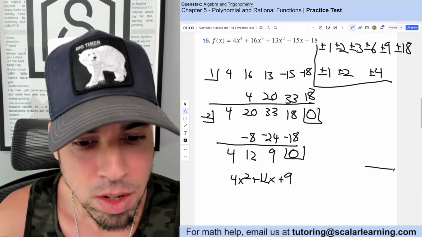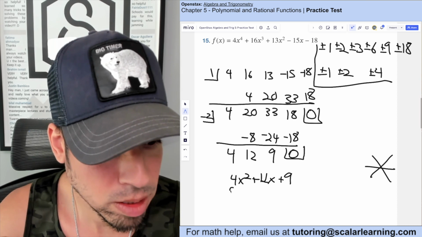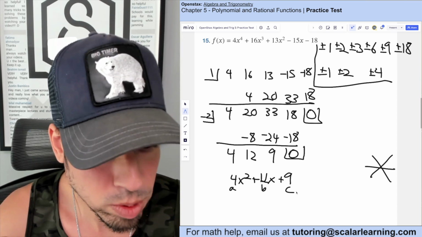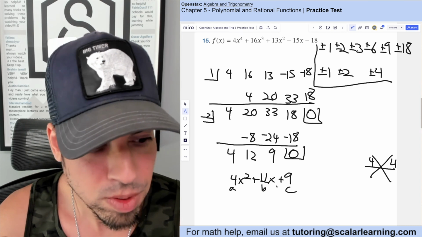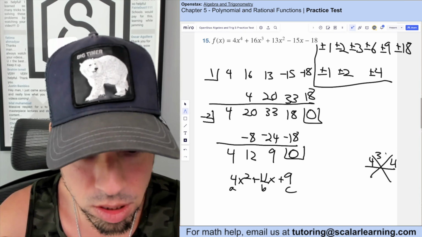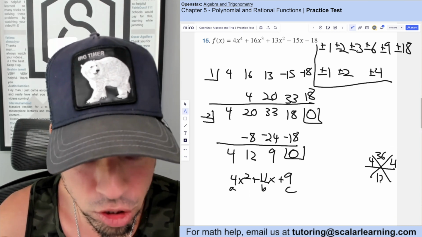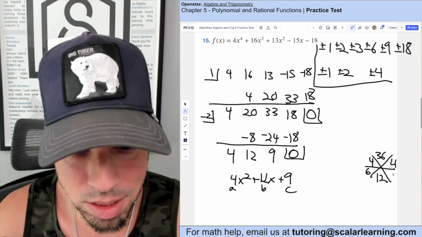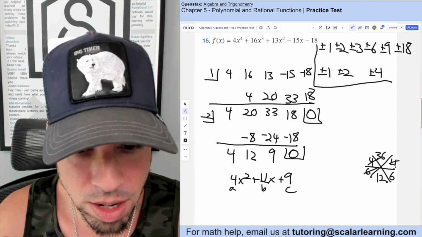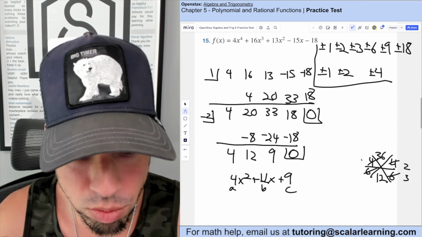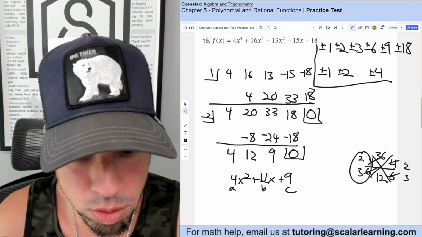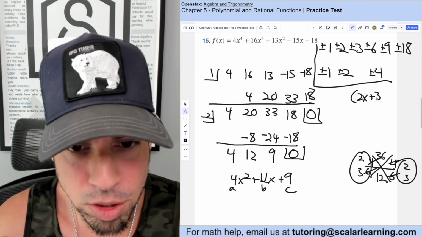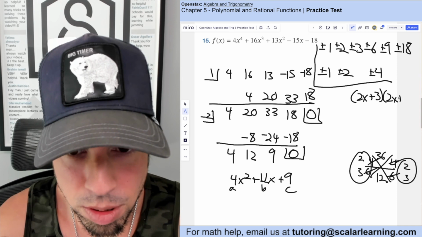And guess what? We can do that using the star method because we got an a value that's greater than 1. So we got a going here and here. A times c, 4 times 9 is 36 up top, and then 12, which is the b term down here. So what 2 numbers multiply to 36 add to 12? That's 6 and 6. Simplify like a fraction. That's 2 and 3 on both sides, like so. Boom and boom, which means this factors to 2x plus 3 times 2x plus 3.